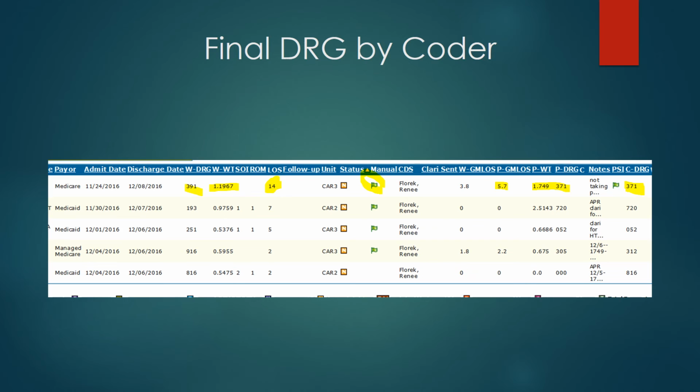Same here. Looks like we had a working DRG of 193 with the weight of 0.9759. We asked a question, it must have been answered, and everything was changed here. It looks like the weight and the DRG changed along with the coder agreeing. So we impacted the chart again this time, and that is the goal.